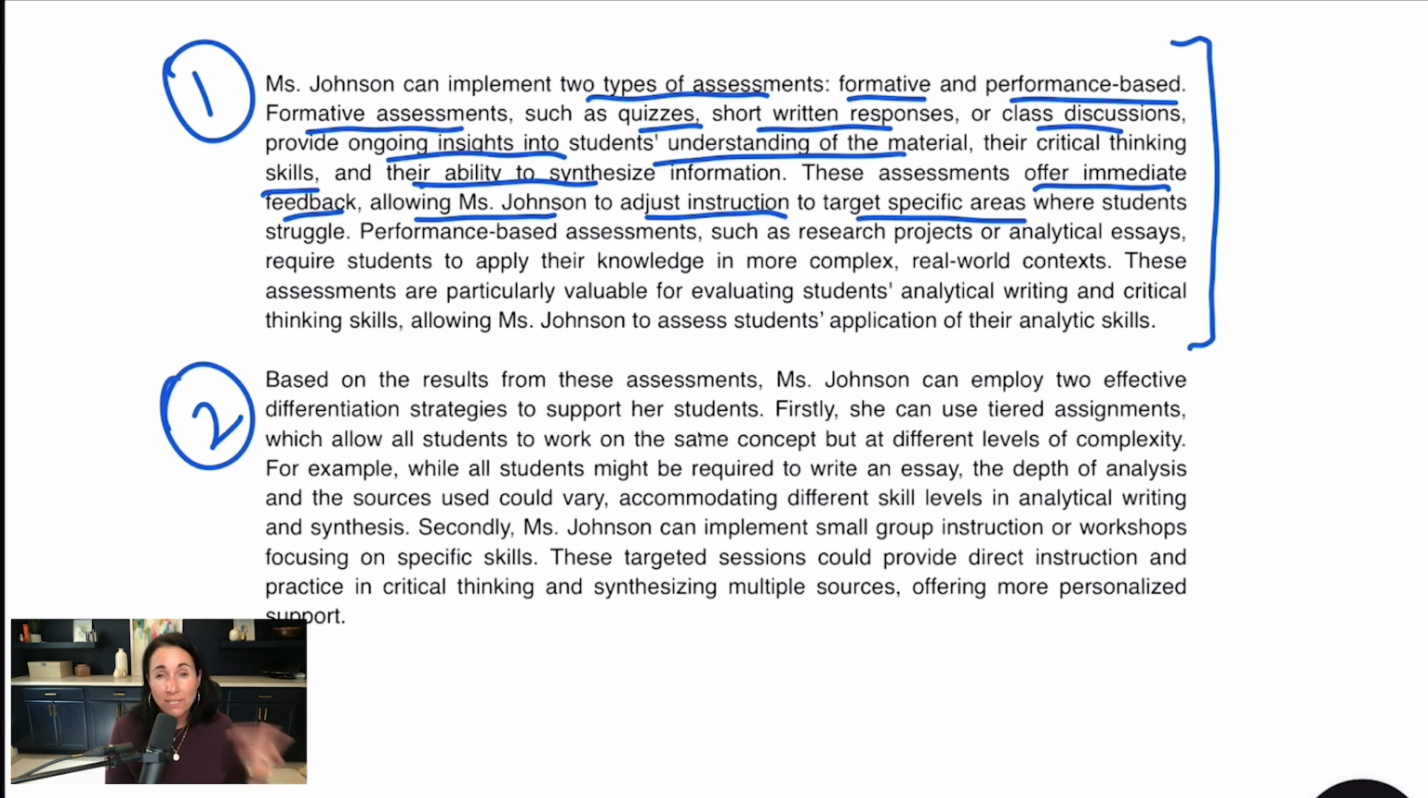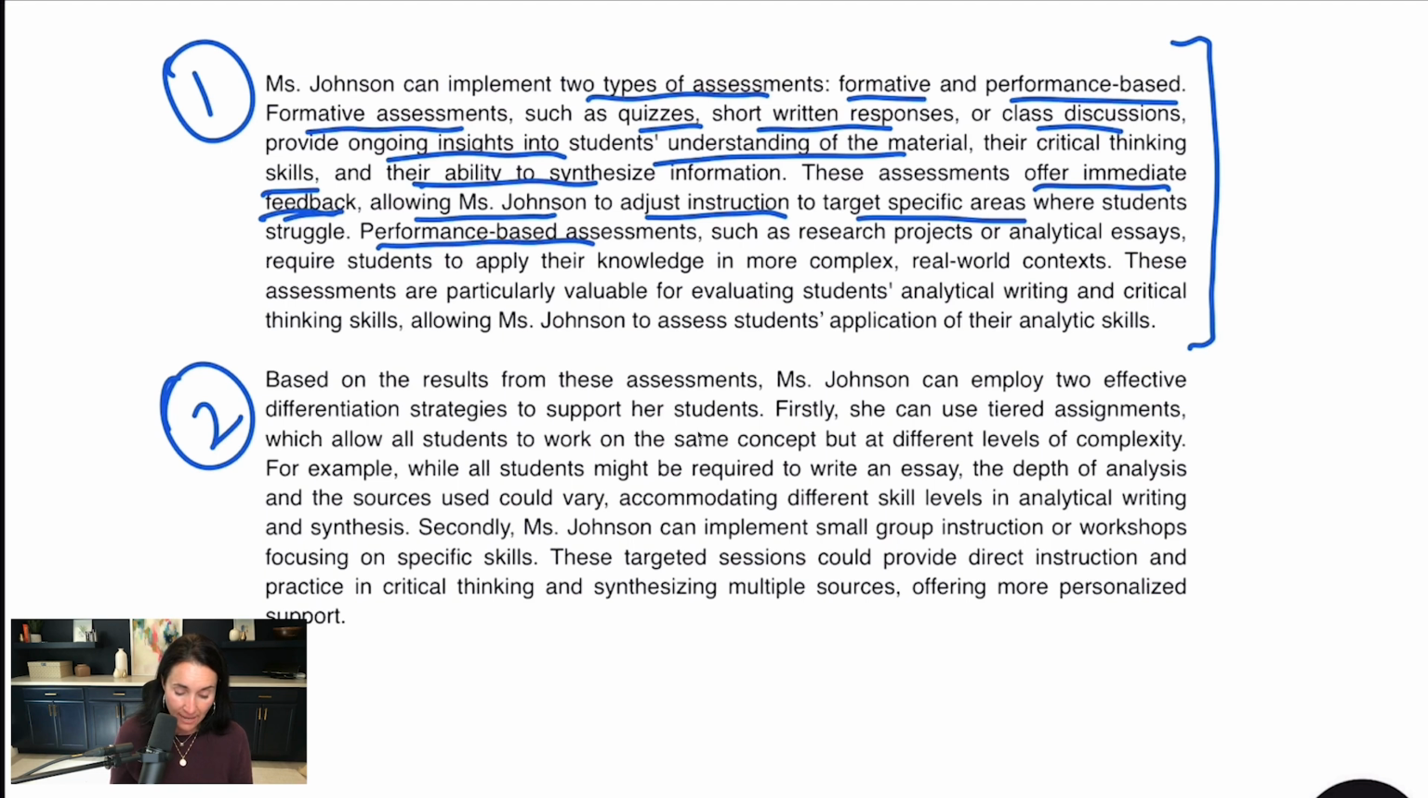So if I wanted to get even more specific, I could say, for example, while students are discussing the text in their cooperative groups, Ms. Johnson can walk around the room and take anecdotal notes based on student responses. You could even go that more in depth. But in this case, I got specific because I talked about how it provides immediate feedback and all of that.